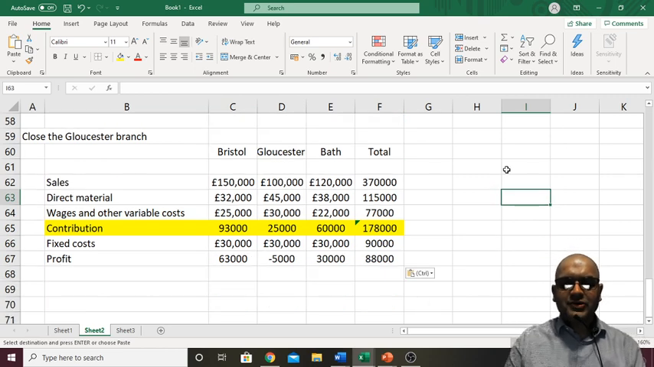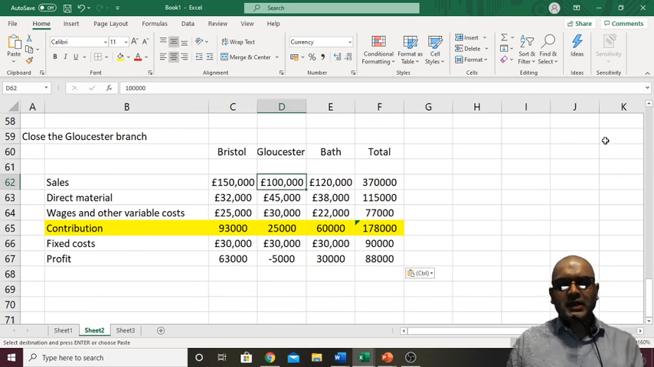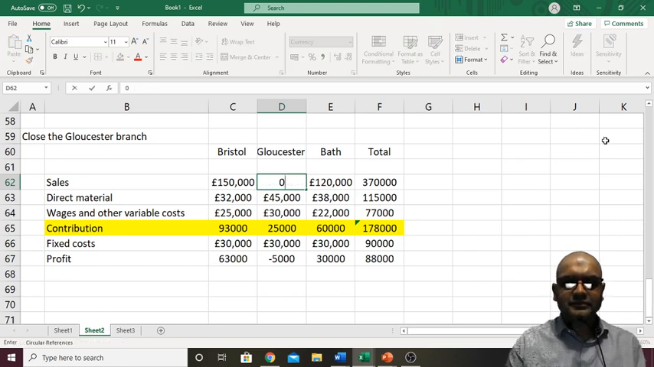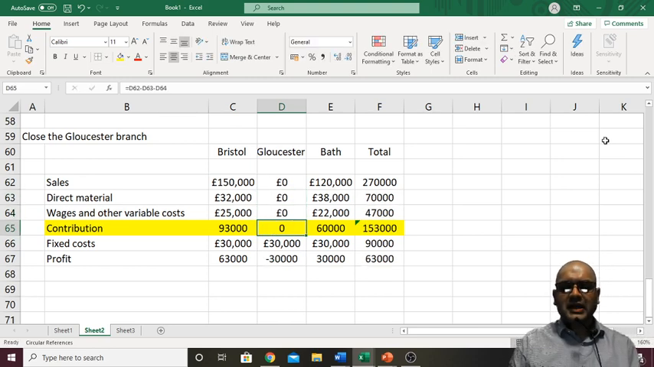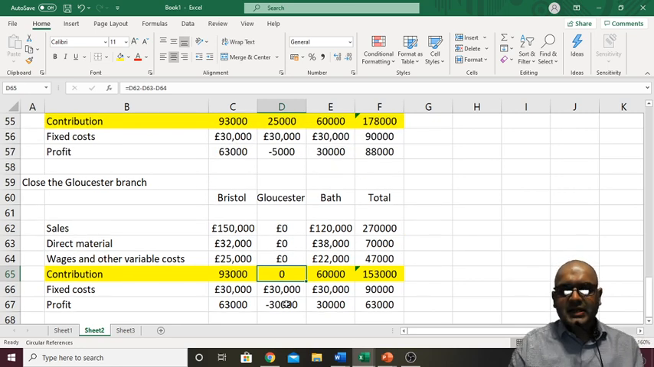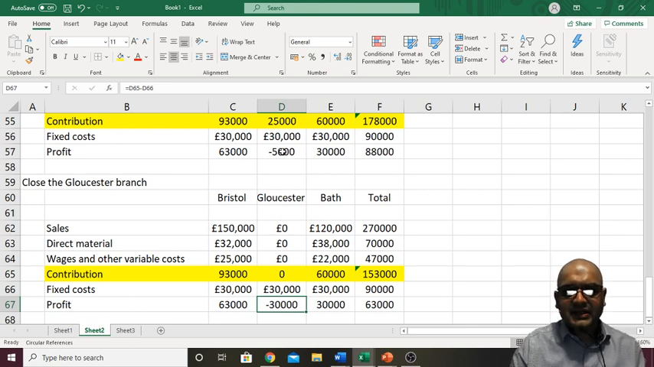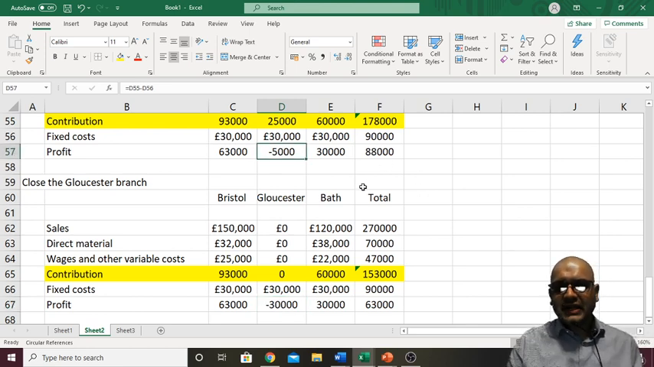Now if we close the Gloucester branch, there won't be any income, 0. There won't be any variable costs: material will be 0, and wages and other variable overheads will be 0. So no income and no variable costs. Contribution will be 0, in which case there won't be profit, but there will be a loss of 30,000. Now if you compare that with that, you can clearly see that keeping the Gloucester branch is better.